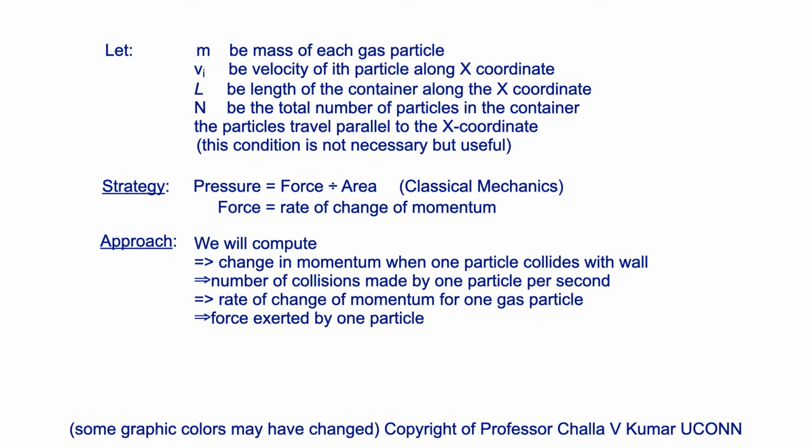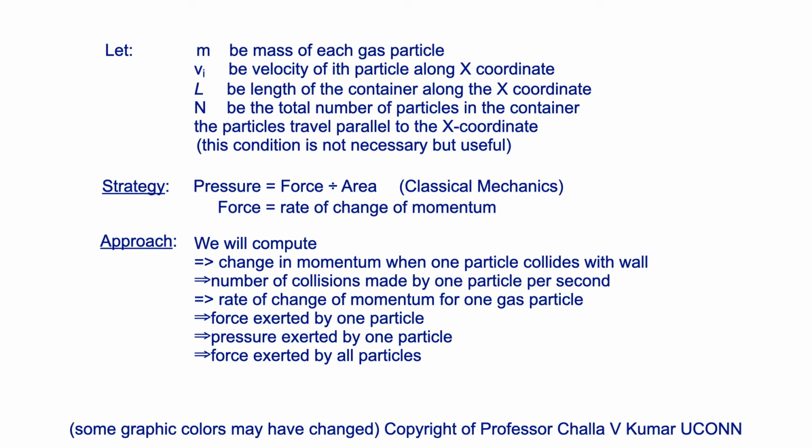Then from the rate of change of momentum, we can calculate the force exerted by that one particle using the above equation that we described from Newtonian mechanics. Since we know the force exerted by one particle, we can calculate the pressure exerted by one particle because we know the area of cross-section of the vessel. So once we figure out the pressure exerted by one particle, we can now readily calculate the force exerted by all particles.